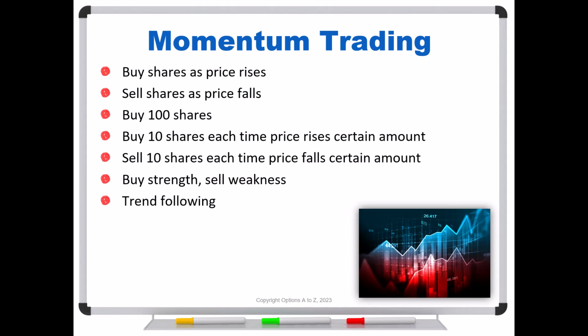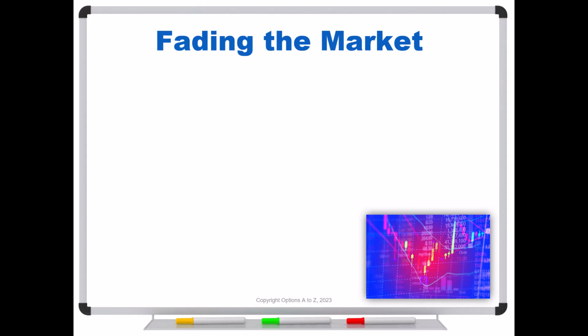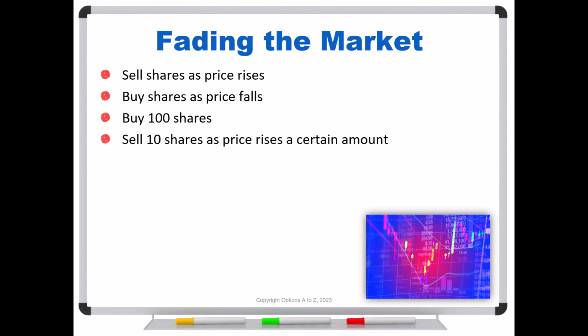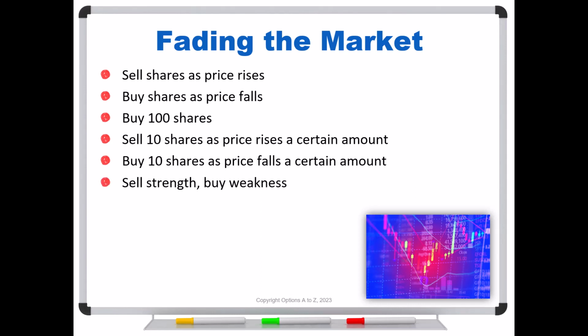Well, the counterpart to that is called fading the market. So obviously you're just going to do the opposite. For example, you might sell shares as price rises and buy shares as price falls. Again, let's say that you buy 100 shares. You might sell 10 shares as the price rises a certain amount, again, a certain dollar amount or percentage, and you'll do the opposite if it falls. Maybe you're going to buy 10 shares as the price falls by a certain amount. So again, you're just doing the opposite. You are selling into the strength and you are buying into the weakness.